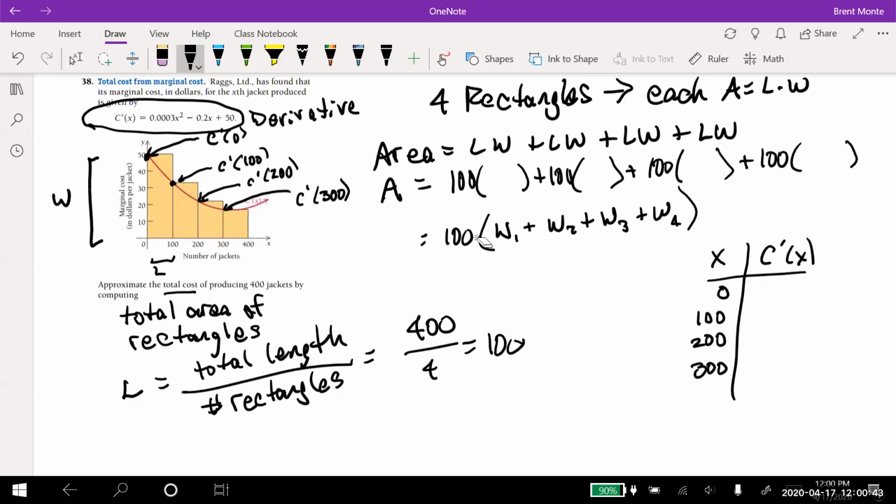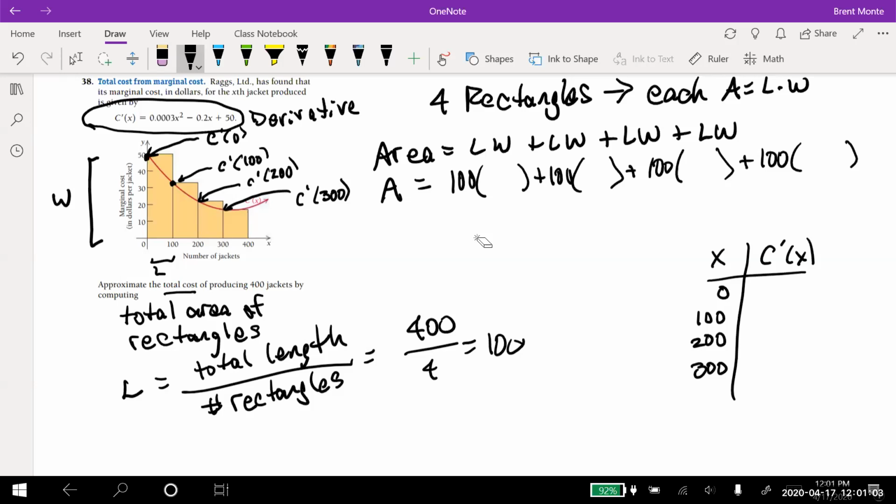I'm not going to write it that way because it doesn't look to me like length times width. But it's a shortcut, especially if the hundreds were not such a nice number. So you're welcome to do that. I choose not to.